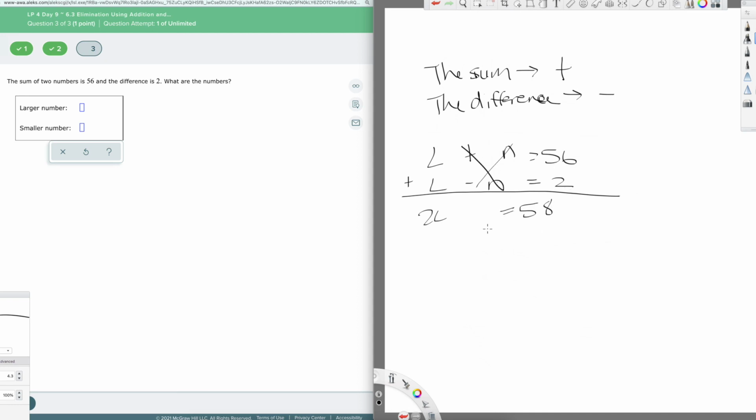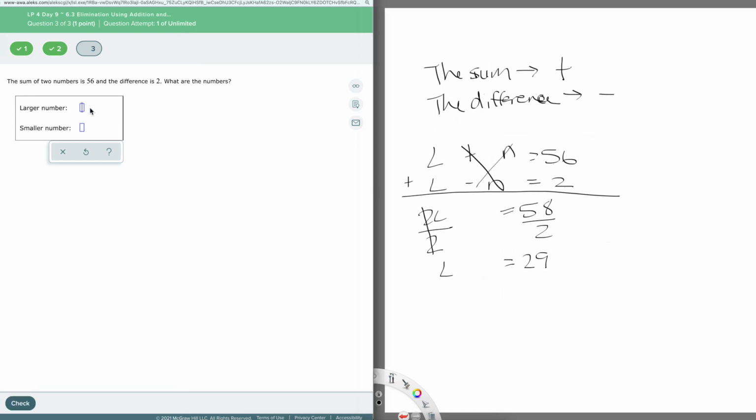So now I have 2 times L, and I can divide by 2 on both sides. 2 divided by 2 is L. 58 divided by 2, let's see, what does that give me? 29, I believe. Yes, 29, because 9 times 2 is 18, and 20 times 2 is 40. So 40 plus 18 gives me 58. So the larger number is 29.